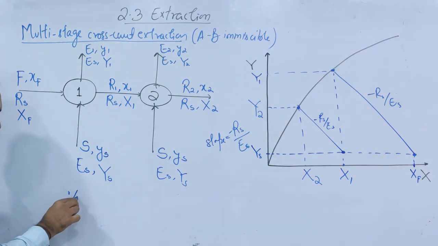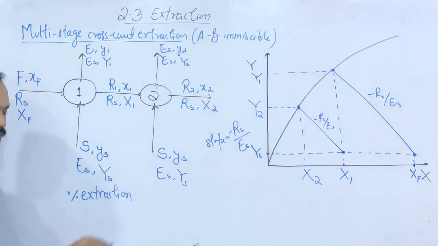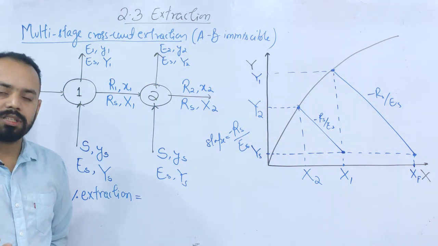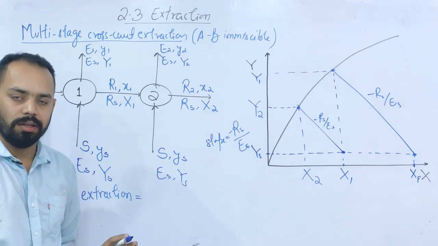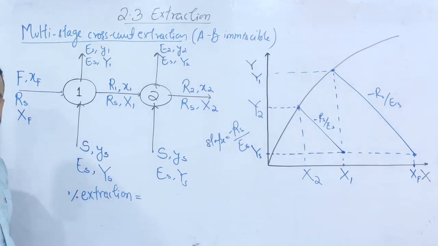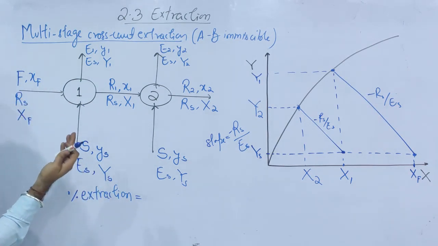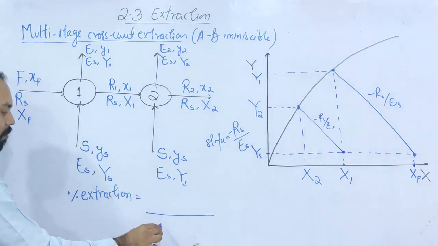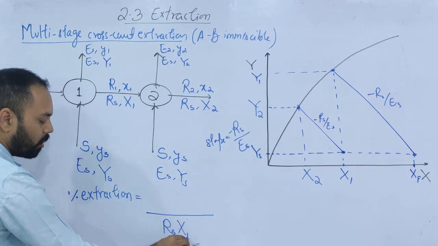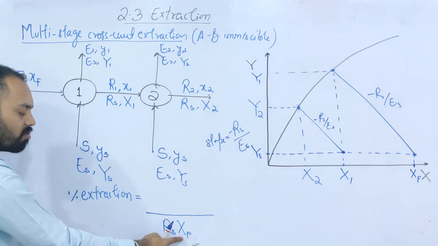Now we can also define a few things here. One thing is called percent extraction. What is the meaning of percent extraction? It is the ratio of how much solute has been extracted divided by how much was present initially, multiplied by 100. So the solute extracted is equal to what was the solute present initially. Let me first write the solute present initially. Can you multiply these two, Rs into Xf? Yes or no? Definitely yes. This is the solute free flow rate, this is the solute free concentration. That is the initial solute present.